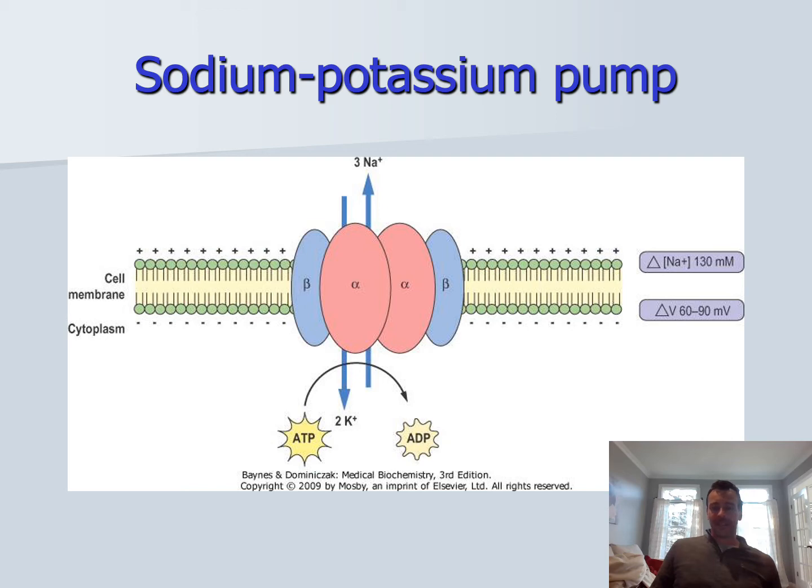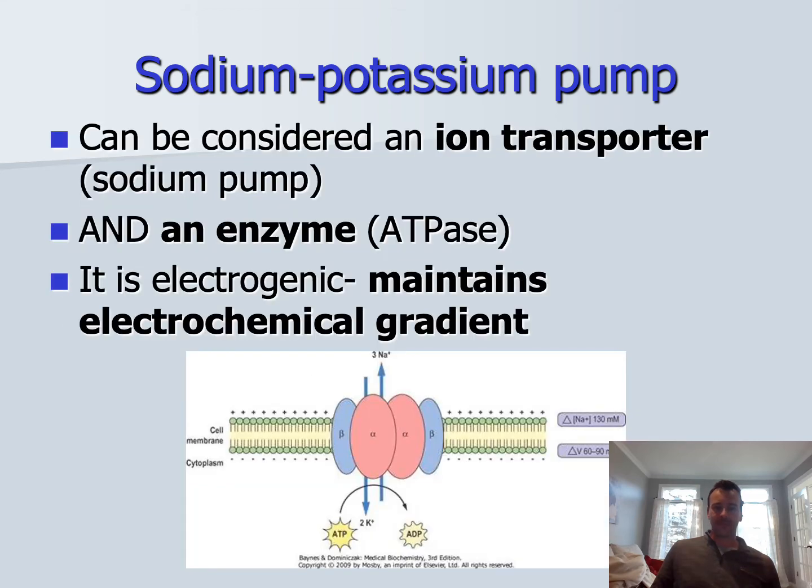Here's a diagram of the sodium-potassium pump. It's an ATPase that drives movement of sodium and potassium across the cell membrane. It can be considered an ion transporter because it's a sodium pump, but it's also an enzyme. It is an ATPase; it hydrolyzes ATP. It's electrogenic. It maintains an electrochemical gradient across the membrane.